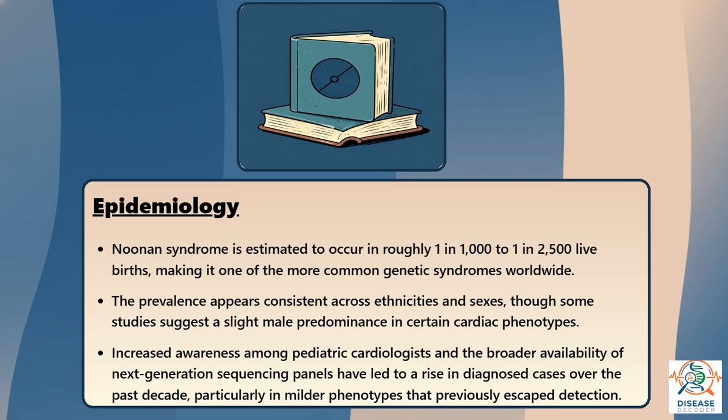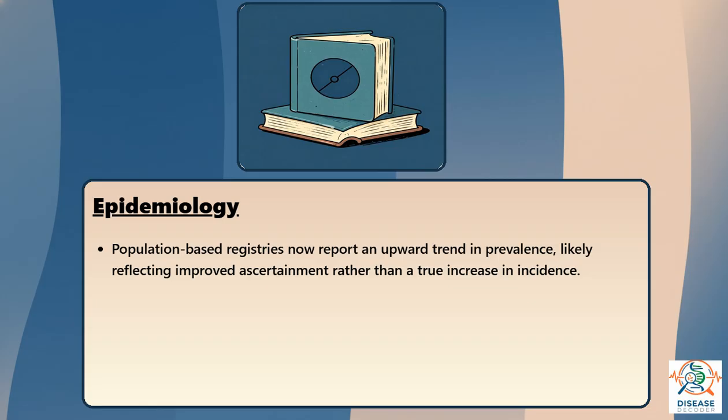Increased awareness among pediatric cardiologists and the broader availability of next-generation sequencing panels have led to a rise in diagnosed cases over the past decade, particularly in milder phenotypes that previously escaped detection. Population-based registries now report an upward trend in prevalence, likely reflecting improved ascertainment rather than a true increase in incidence.